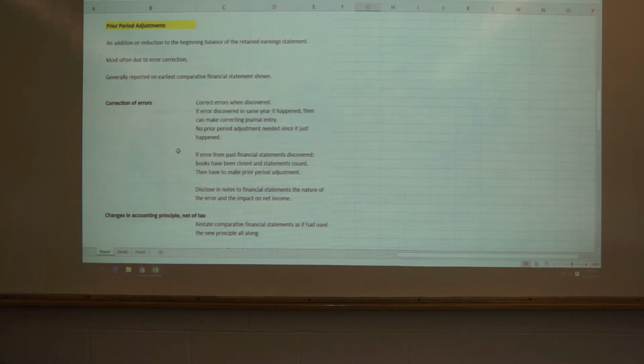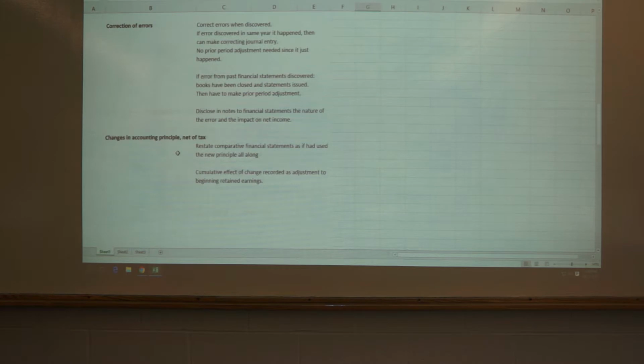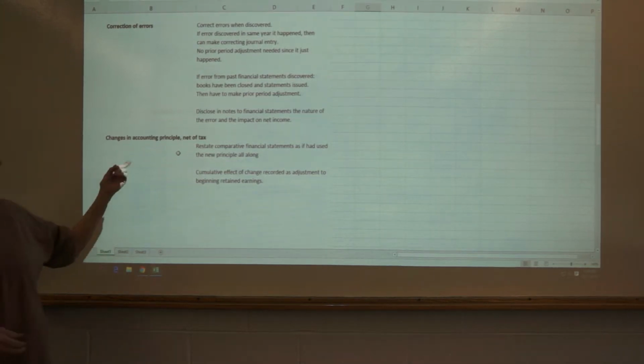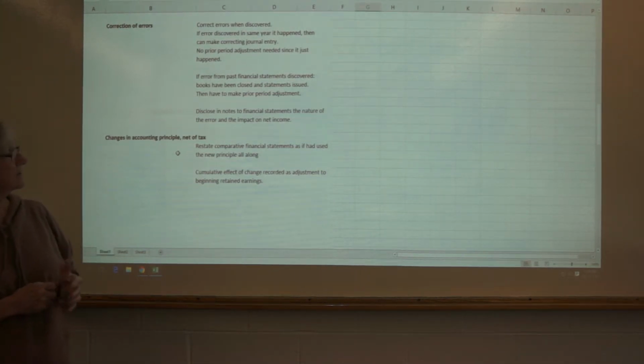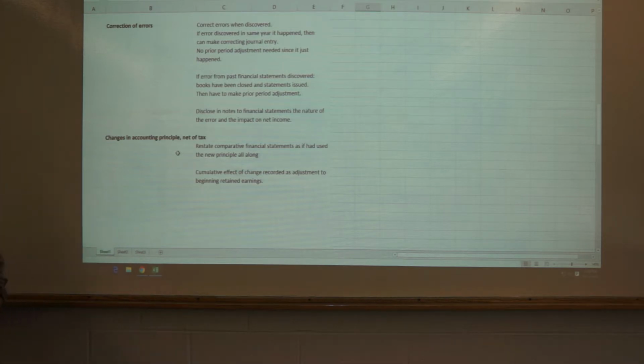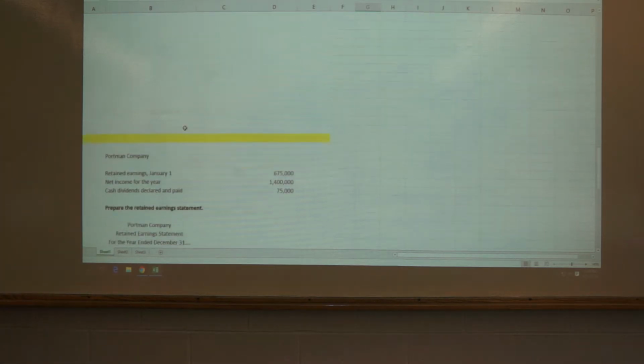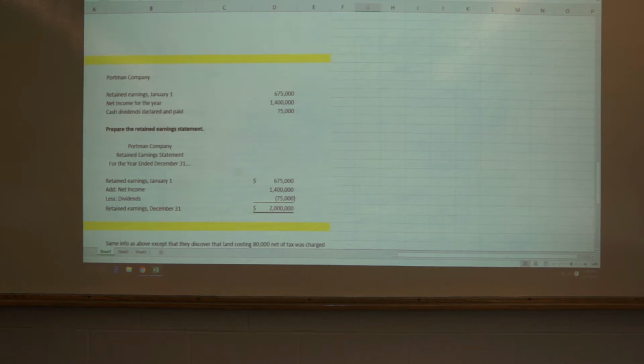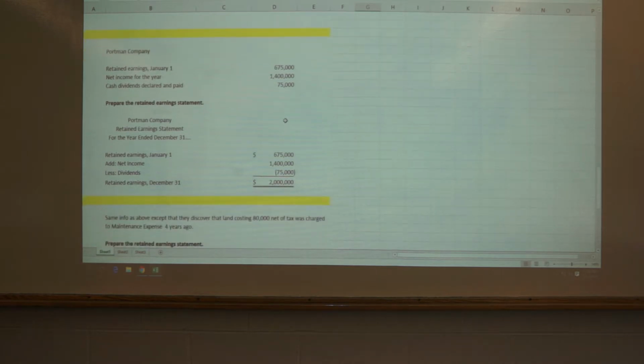The other item that gets adjusted to the beginning of retained earnings would be the changes in accounting principle. That would have to be shown net of tax. And so let's just see how those work. Okay. So here's the Portman Company, and if they had retained earnings beginning of the 675, net income and dividends, our basic retained earnings statement would be like this, okay? No restrictions, no prior period adjustments.